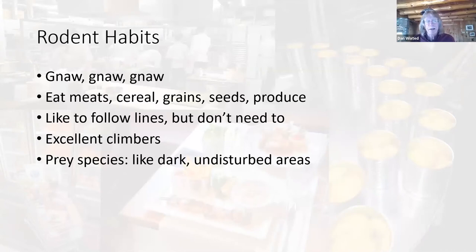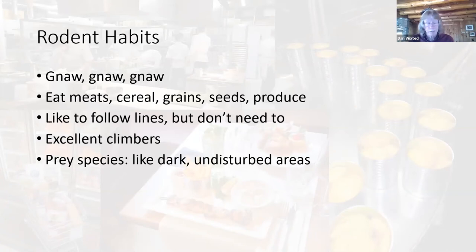They eat just about anything. I've shown you they're excellent climbers. And again, they're prey species, so they like dark, undisturbed areas. If you have a rodent situation in a building, the places where they're likely nesting are things like drop ceilings that you never look into.